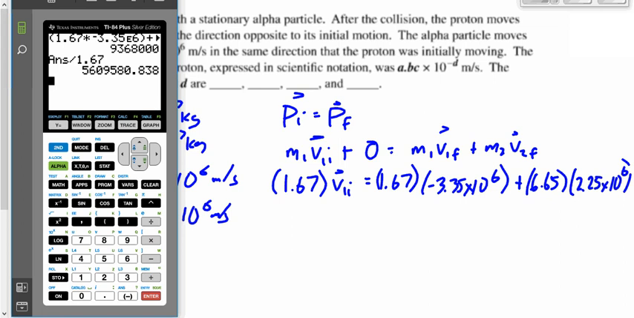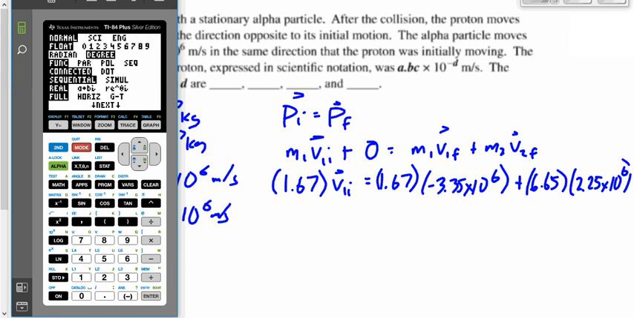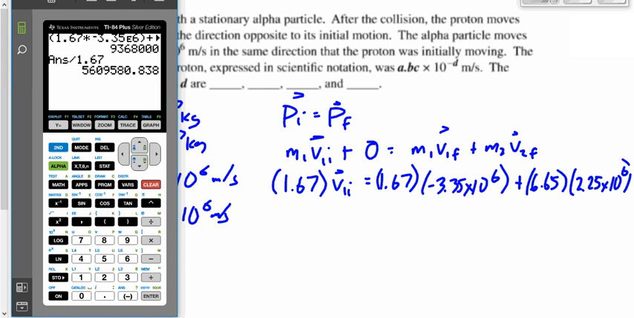I don't really like doing that. I don't really like counting decimal places. I'm just going to switch this to scientific notation and multiply my answer by 1, and it's going to tell me that it's 5.61 times 10 to the 6.